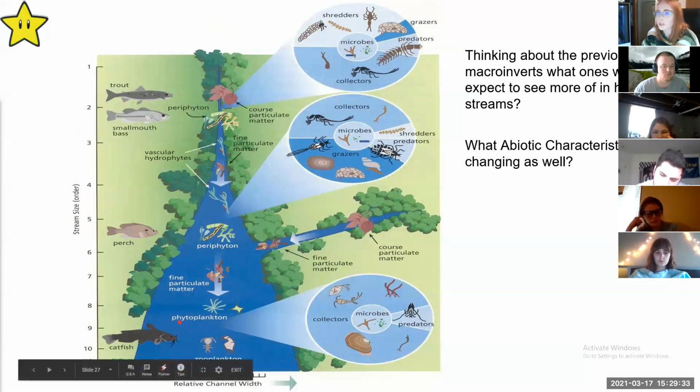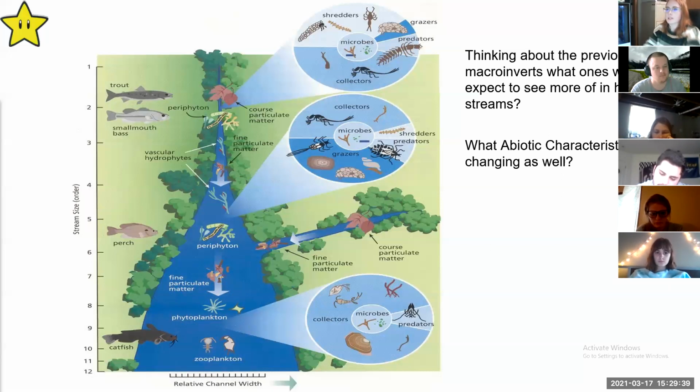So this is really where your DOM becomes important, your dissolved organic matter. That is the little particles floating around that are organics, which your zooplankton would be feeding off of, bacteria, things like that.